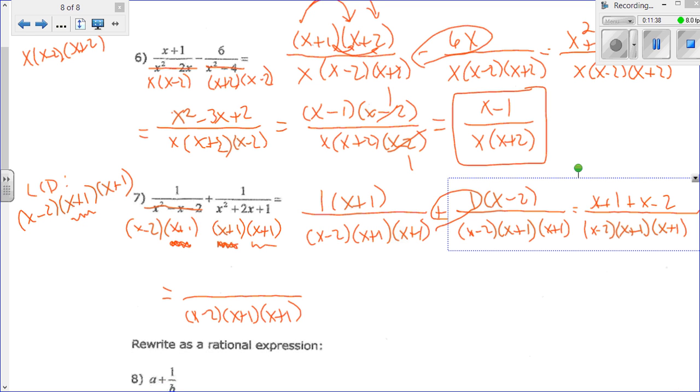I have a 2x plus 1 minus 2, so minus 1. And that doesn't factor, so this is my final answer.